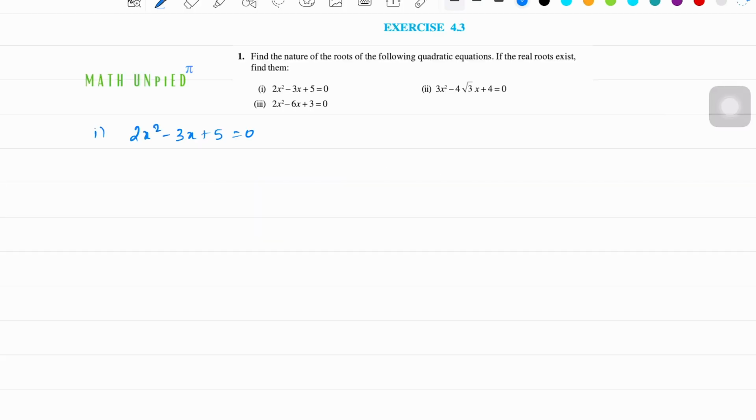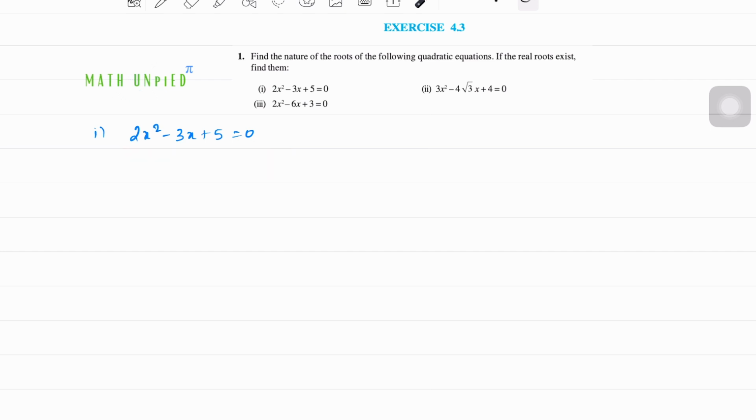Hello students, this is exercise 4.3 and the first problem is: find the nature of the roots of the following quadratic equations. If the real roots exist, find them. So let's start with the first one, 2x squared minus 3x plus 5 equals 0.